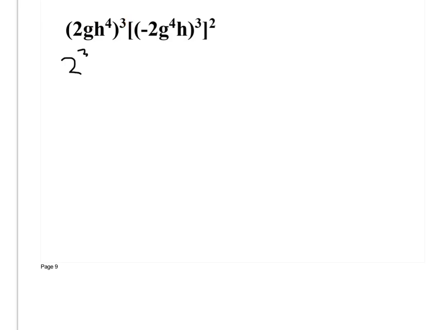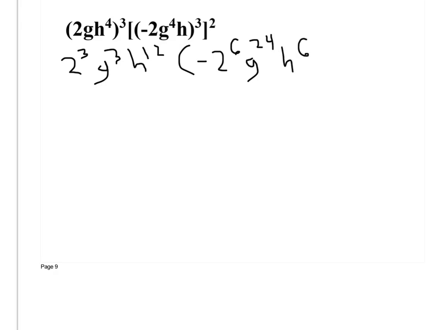I'm going to raise everything here to the third power. So 2 to the third power, g to the third power, and h to the 12th power. Then I'm going to raise everything in here to the 6th power. I'm going to combine 3 and 2 and raise everything to the 6th power. So negative 2 to the 6th power. G to the 24th power, because 4 times 6 is 24. And then h to the 6th power. So now what I'm going to do is move everything around. I'm going to write the like terms together.